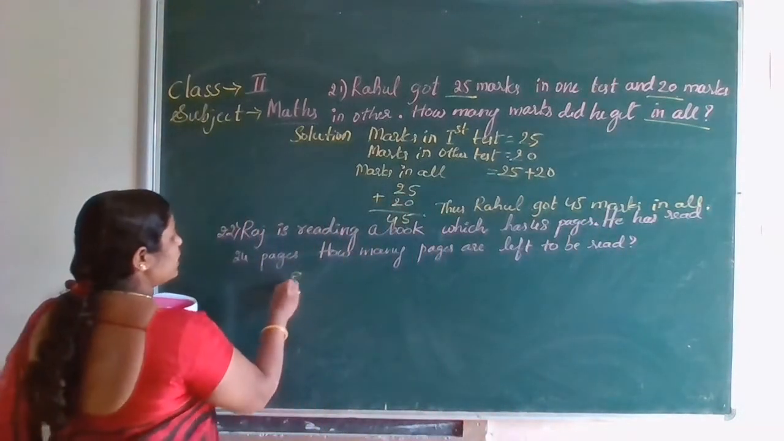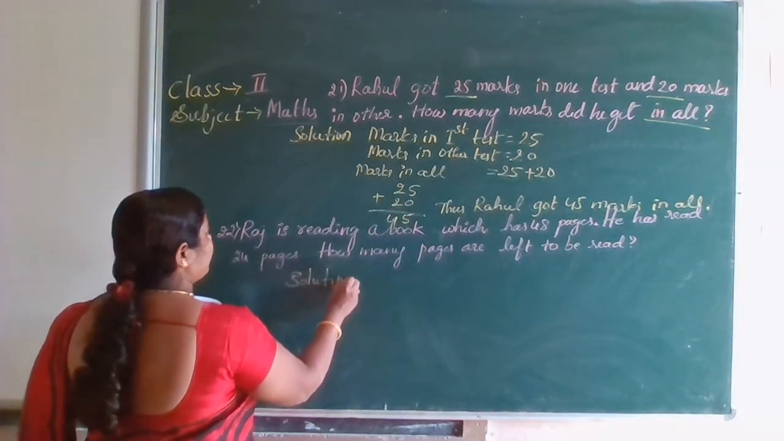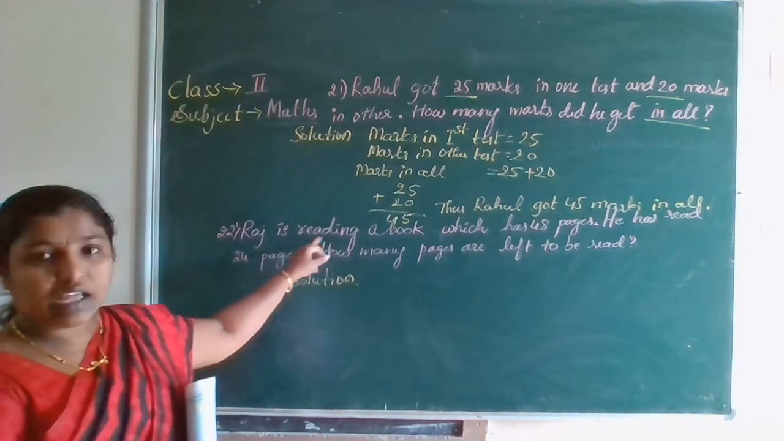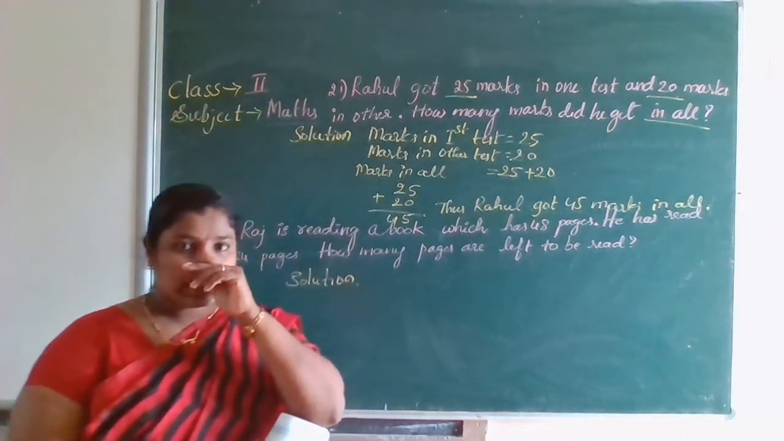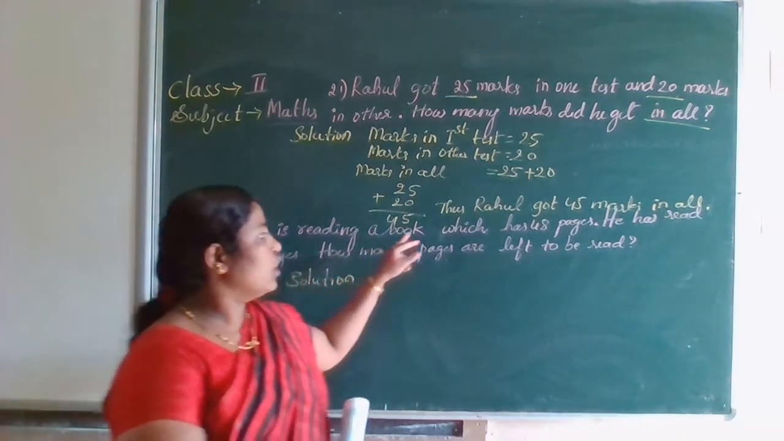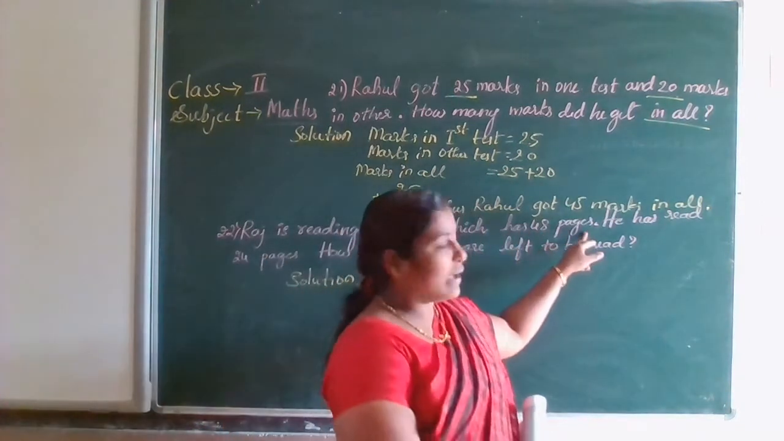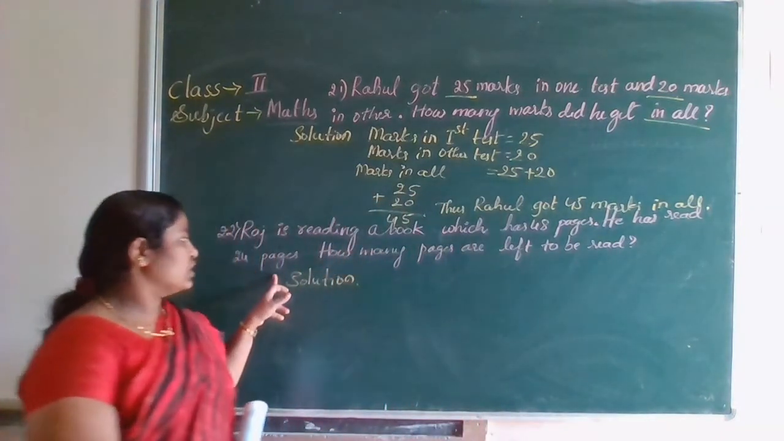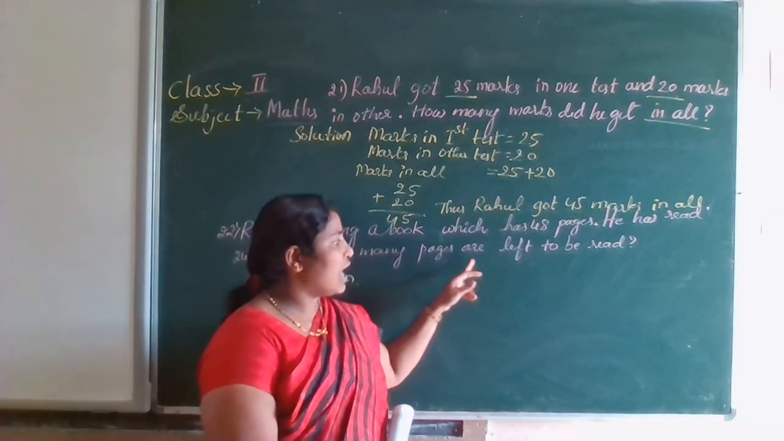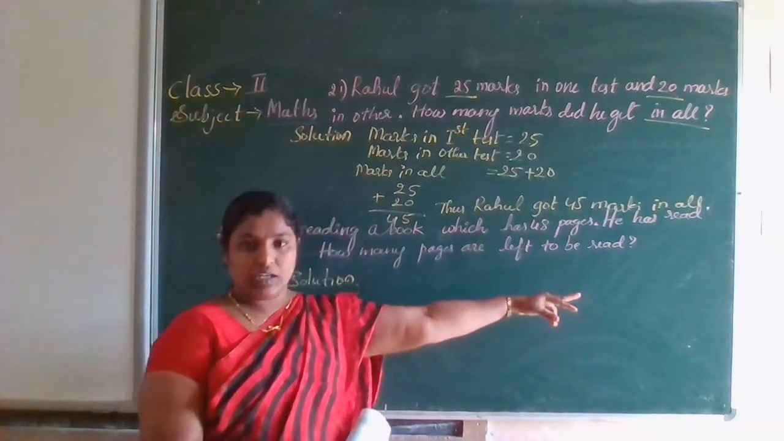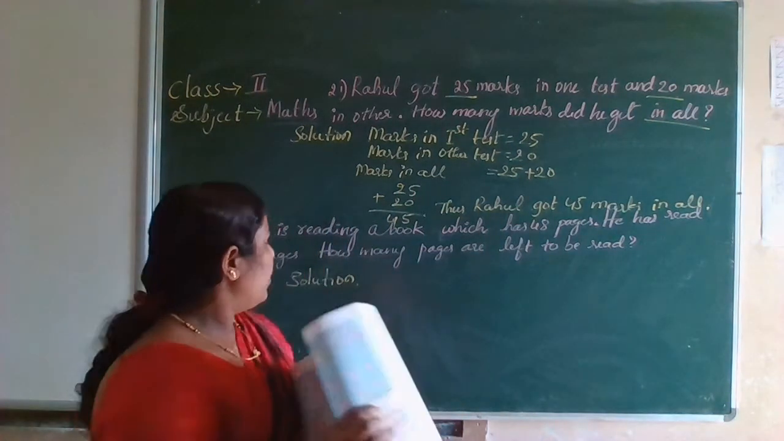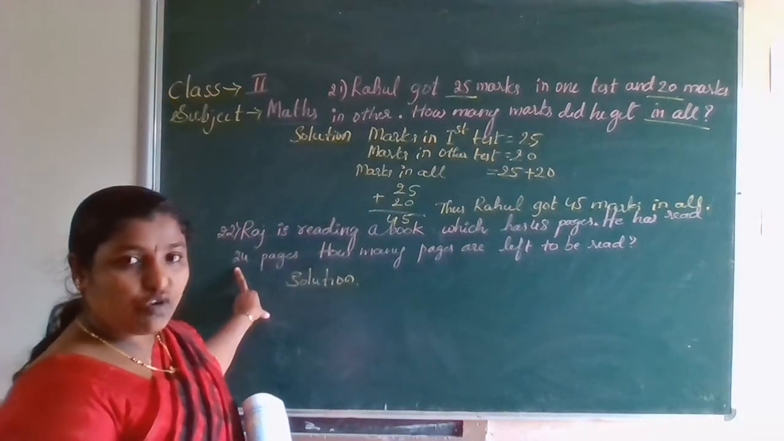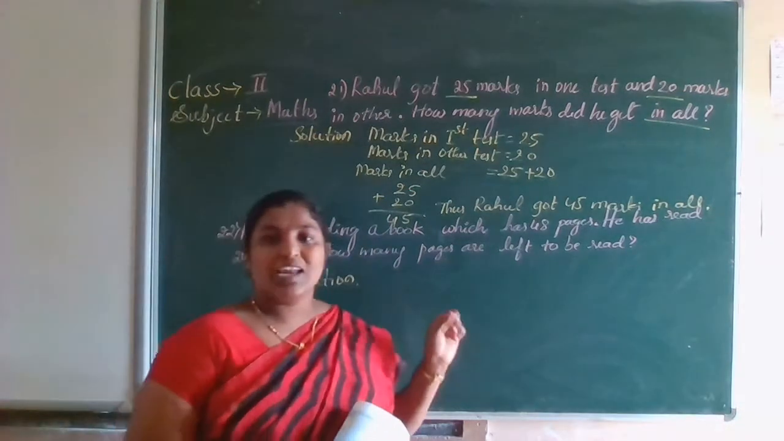Next question. First try to understand the question. A boy named Raj is reading a book which has 48 pages. He has read 24 pages. How many pages are left to be read? Okay, there is a book with 48 pages and he read 24 pages. How many pages are left to be read?